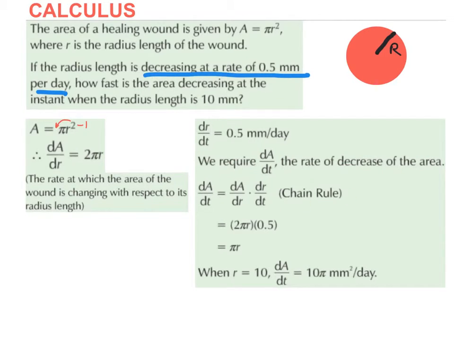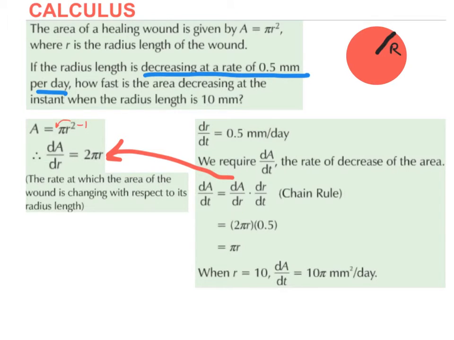So using the chain rule, that means we're going to multiply dA/dr by dr/dt. Now we got dA/dr to be 2 pi r, and we were told in the question that dr/dt was 0.5. They didn't tell us that it is dr/dt exactly, but they told us the radius length was decreasing at this rate. So that's how we know that dr/dt is 0.5: differentiating the radius with respect to time, radius per day.